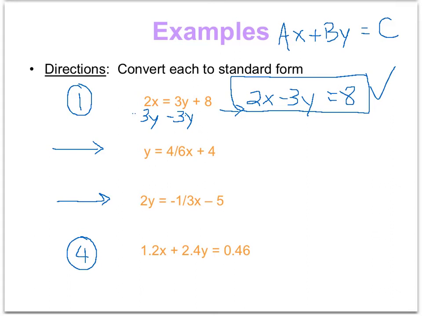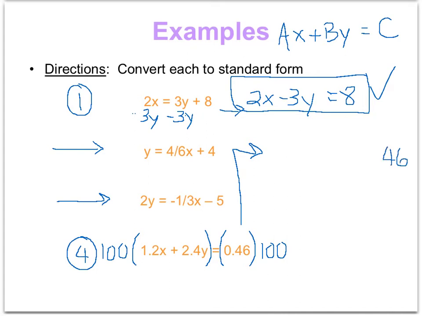We have some decimals, and if you take a look at the left side, each of these have 1 decimal place, so I could multiply by 10, but if I take a look at the right side, if I multiply by 10, I'd get 4.6. That would not be sufficient, so instead I actually have to multiply by 100 since I have 2 decimal places. What I do to one side, I'm going to have to do to the other side.